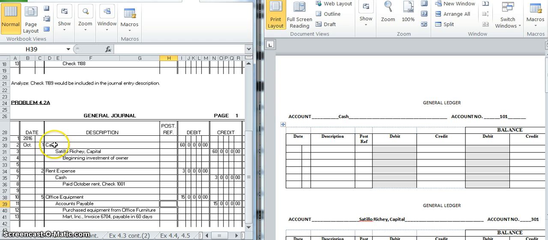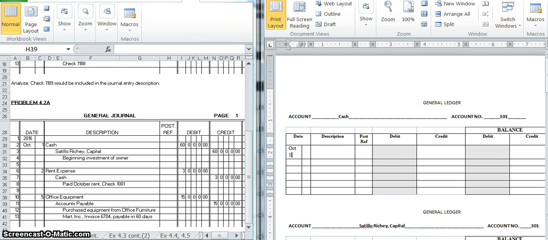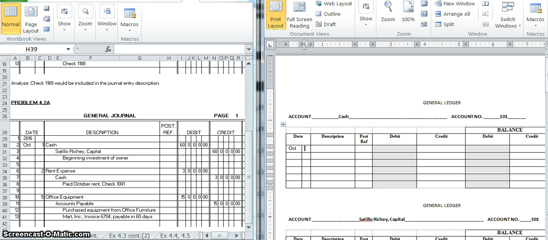What we do is we go to the cash account. We're going to put the date, which is October 1. And where did we get this information? Well, we got it from General Journal, page 1. And it was a debit for $60,000. So we bring across our balance to show a debit of $60,000. So now we have a balance in our cash account of $60,000.